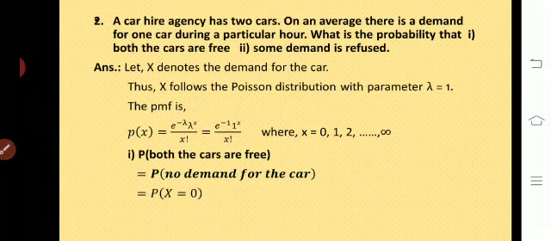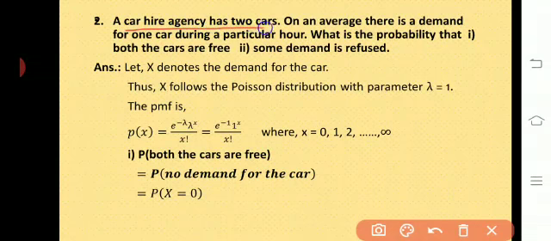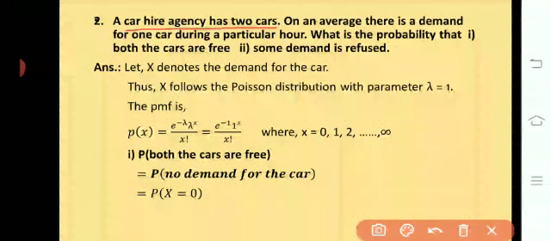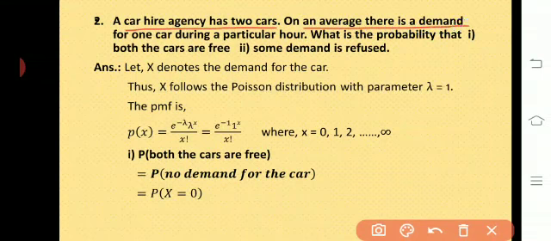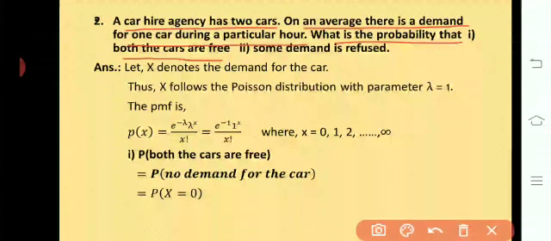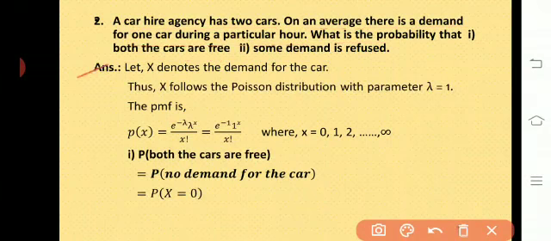but today's second example is a car hire agency has 2 cars. On an average, there is a demand for 1 car during a particular hour. What is the probability that, first sub question, both the cars are free, and second sub question, some demand is refused? Here in the solution, let x denote the demand of the car. Suppose there is no demand, then x equal to 0. Demand for 1 car, x equal to 1. Demand for 2 cars, x equal to 2, and so on up to infinity.